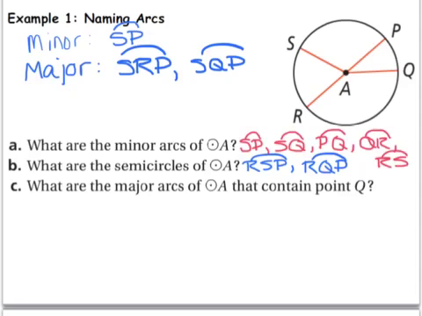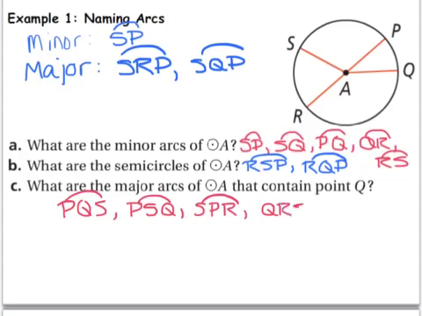Okay, and the major arcs, again, there are several of them. You have to look at them. They start to overlap each other. We have arc PQS, arc PSQ, arc SPR, there's arc QRS, and then one more, arc RSQ.